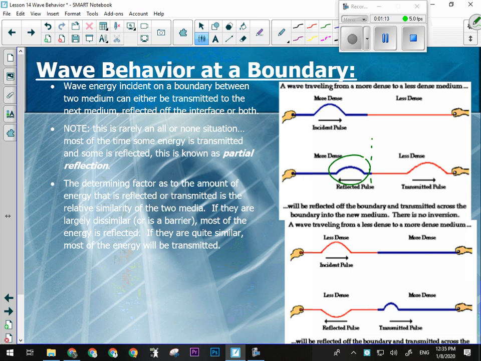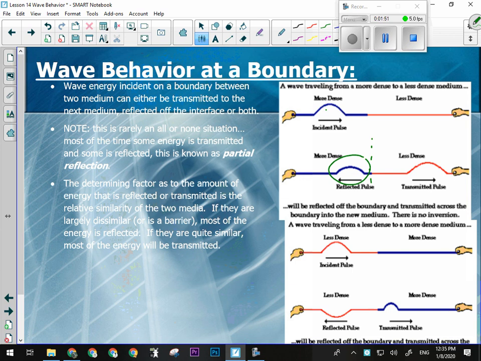A lot of the wave energy got into the new medium. And we can see that some of the properties of this pulse are different than the original pulse. This pulse is longer. If this pulse is longer, then it's also traveling faster. So when we go from a more dense medium to a less dense medium, speed and wavelength increase, and our reflected pulse is upright. That means it is the same as the incident pulse. That's the pulse that came in. Everybody with me there?